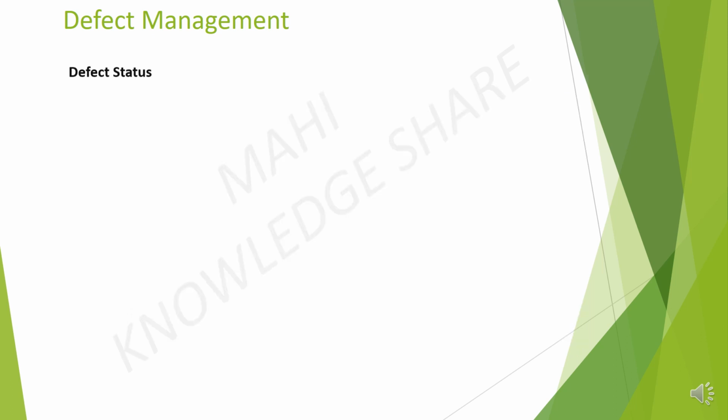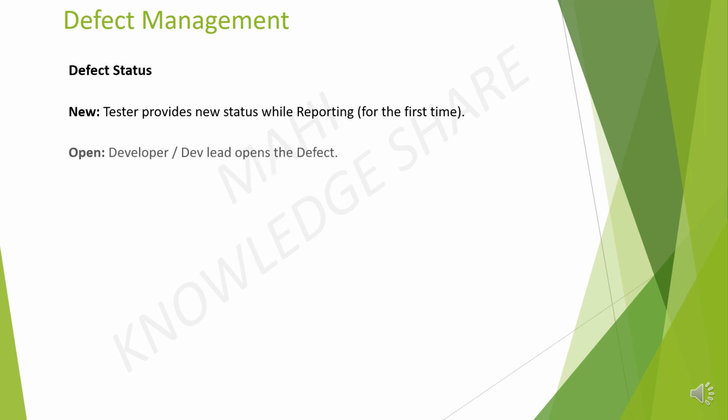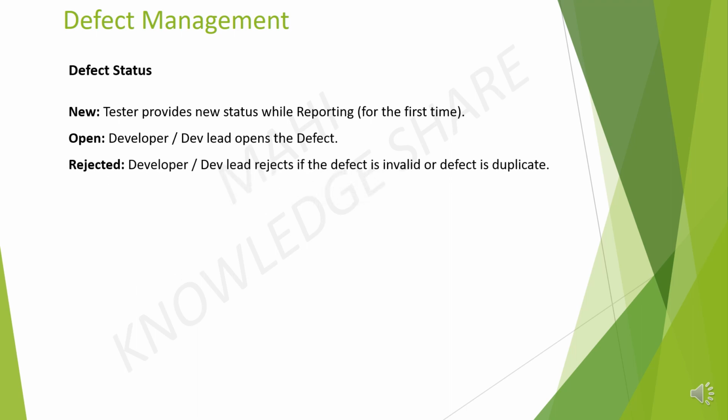Defect statuses in the defect management tool are system managed internally. New status: the tester provides new status while reporting for the first time. Open status means the developer opens the defect. Then rejected. Rejected means the developer rejects the defect if it is invalid or a duplicate. Then fixed. Here the developer provides fixed status after fixing the defect.